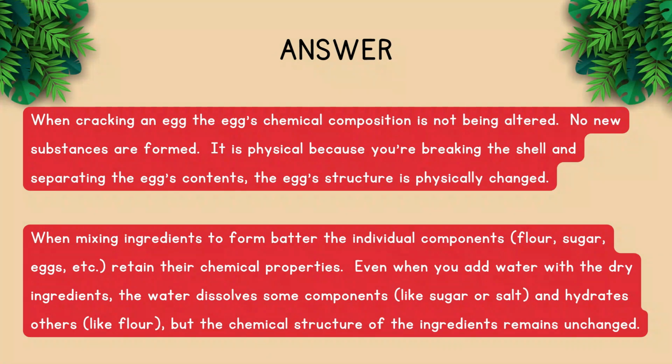When mixing ingredients to form batter, the individual components, flour, sugar, eggs, etc., retain their chemical properties. Even when you add water with the dry ingredients, the water dissolves some components like sugar or salt and hydrates others like flour, but the chemical structure of the ingredients remains unchanged.